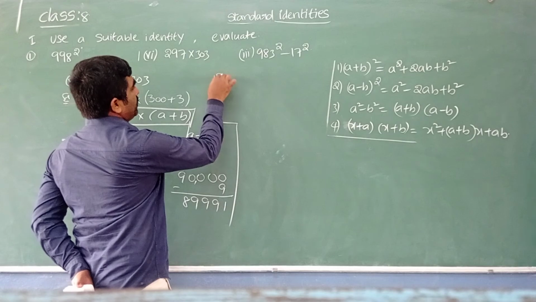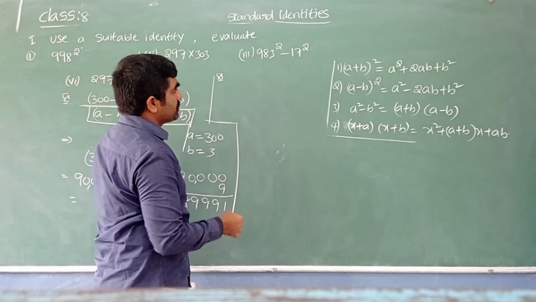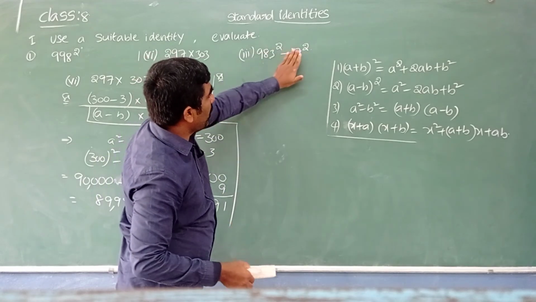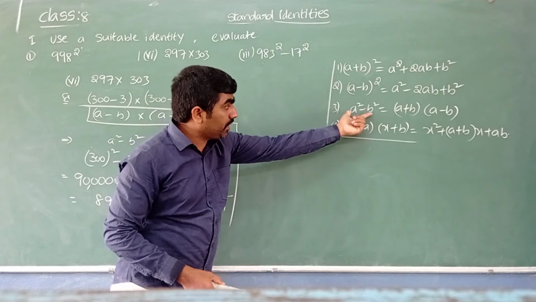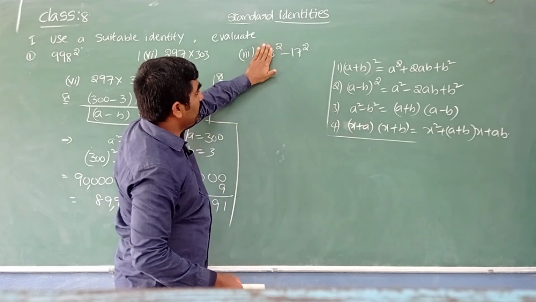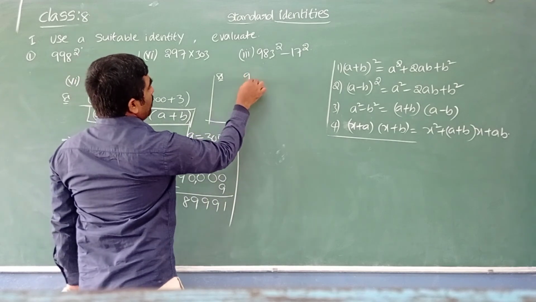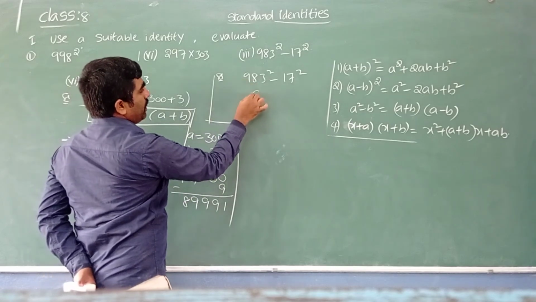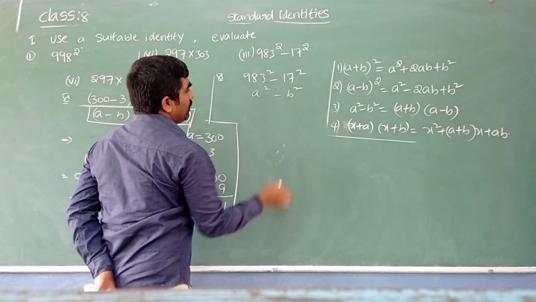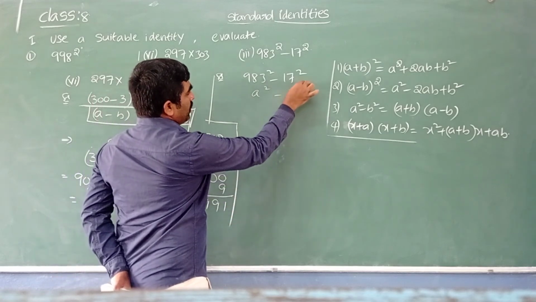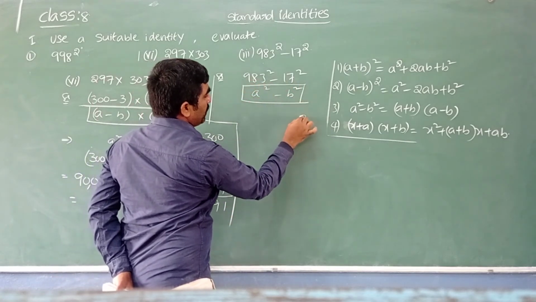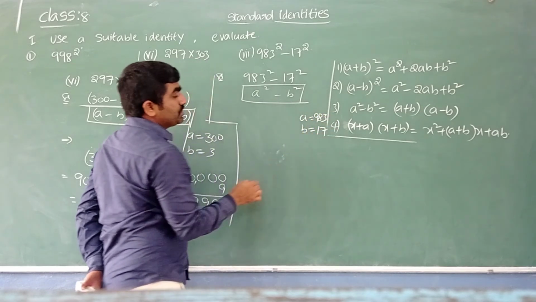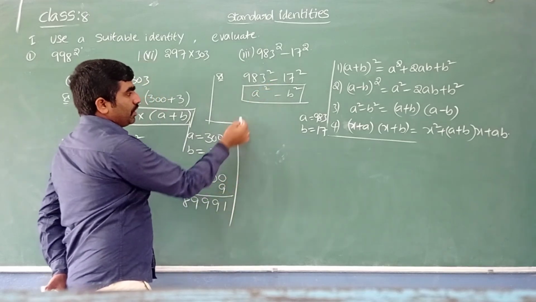Now see the next one, the third one. 983 square minus 17 square. Sir, it is like a square minus b square. Third identity, but it is like the LHS. 983 whole square minus 17 whole square. Here I can see a square minus b square, where in the place of a I can see 983, and in the place of b this is 17. Don't say minus 17, better. Minus is the same. Now a square minus b square.